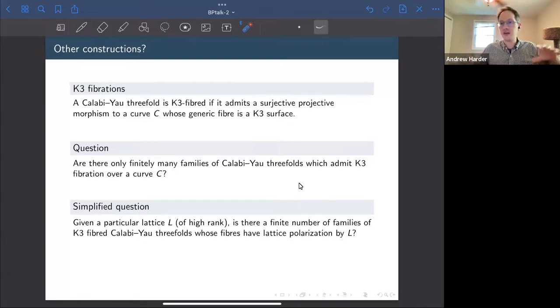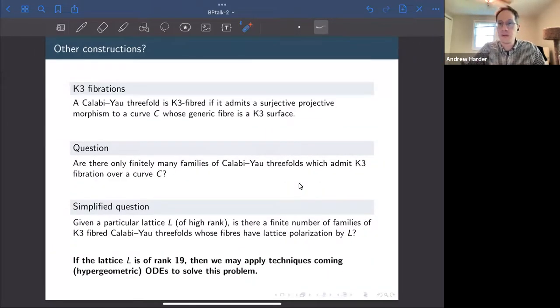Essentially what I'm saying is, not all K3 surfaces have the same number of algebraic curves inside of them. Some have more than others. So if I force my fibers to have lots of algebraic curves, that should also restrict the class of Calabi-Yau threefolds that I'm looking at. And I want to classify those. So this is essentially the idea.